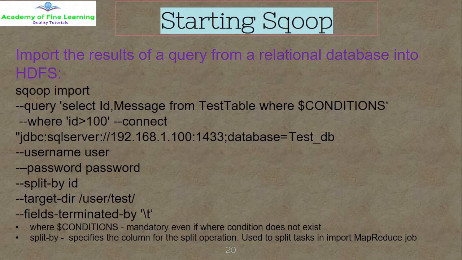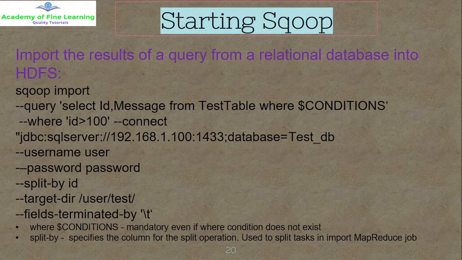So what is the command? Sqoop import. So you are importing something. We are writing the query, so we are telling the CLI of Sqoop, that is the command line interface of Sqoop, that we are going to write some SQL query, and from that SQL query we'll do something. How are we specifying it? By using double dash query. Then what's the query? It is select ID and message from test table where $CONDITIONS. Even if there is no condition, you still have to write this $CONDITIONS.